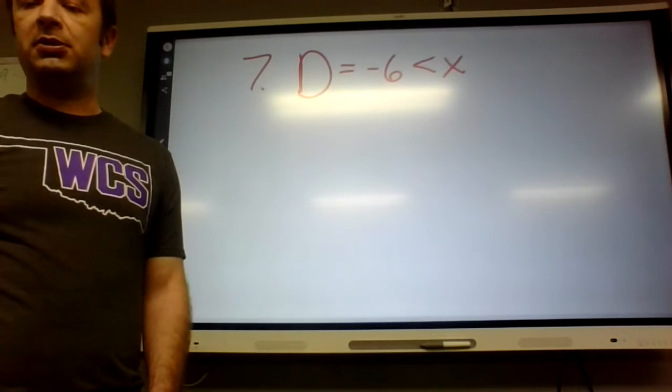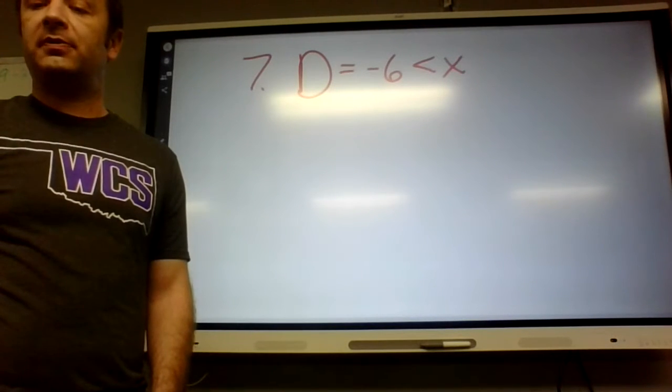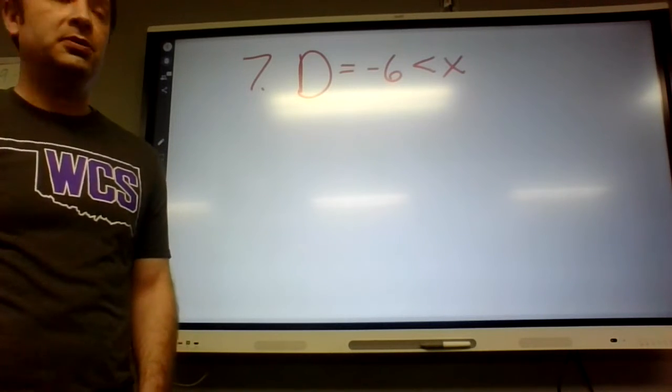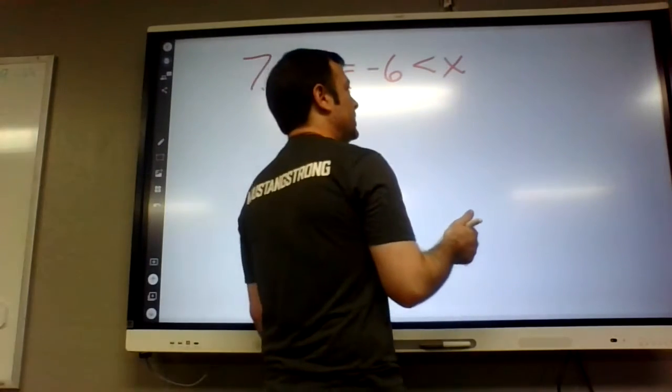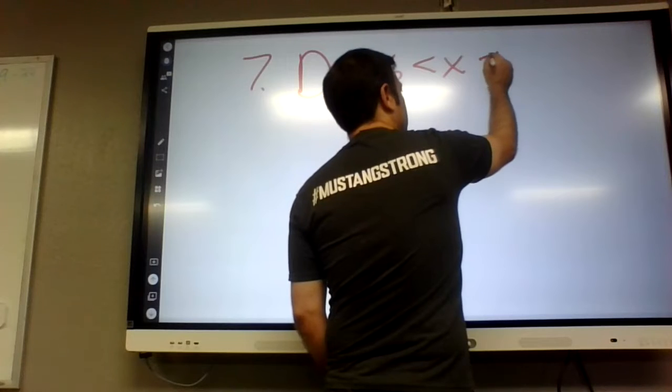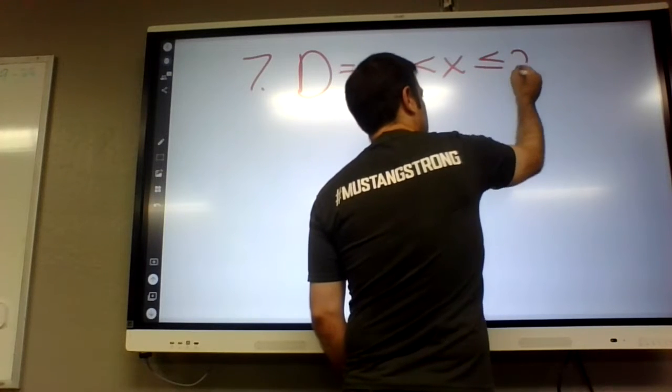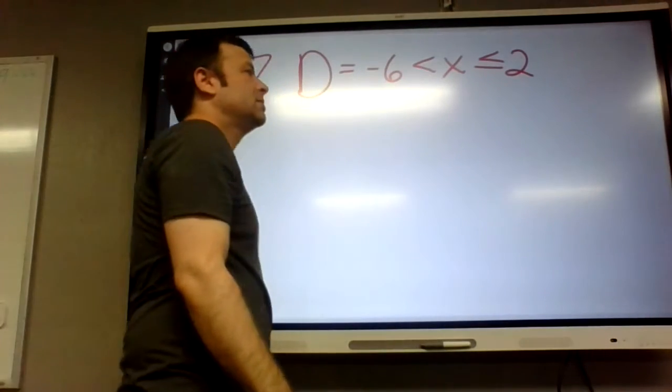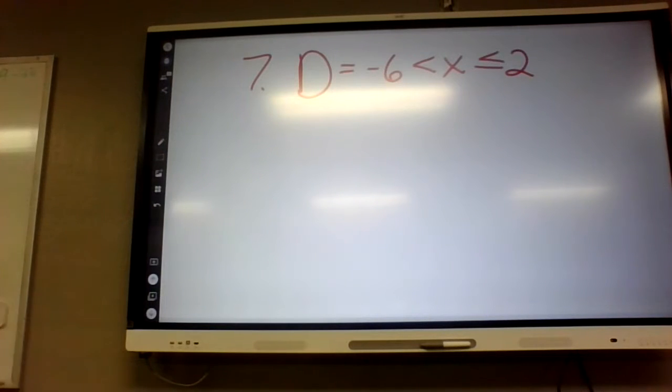What is the largest X value on number 7? How far right does it go? 2. Is 2 included? Yes. So I'm going to put x is less than or equal to 2. Oh, I get it. The domain, we did this last Monday or something. This makes sense.